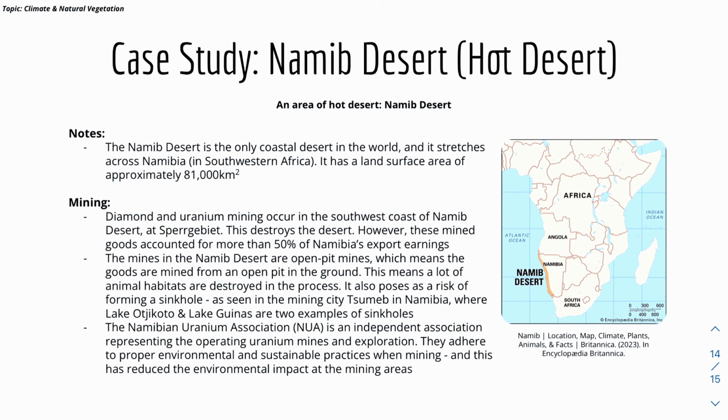And the Namibian Uranium Association, or the NUA, is an independent association representing the operating uranium mines and the exploration. They are basically the management body for how Namibia is mining the uranium and carrying out sustainable practices when they carry out the mining.